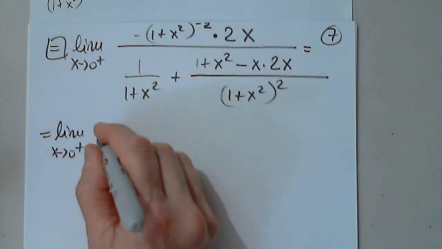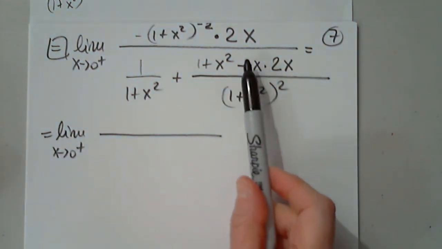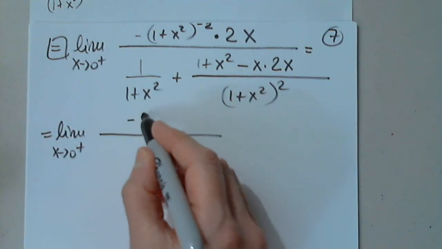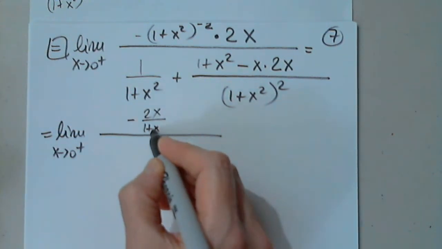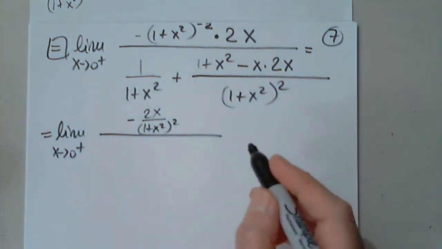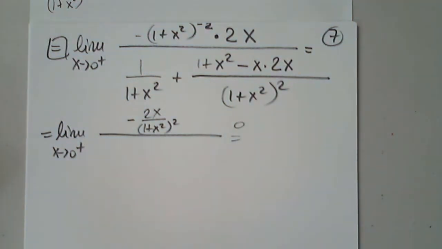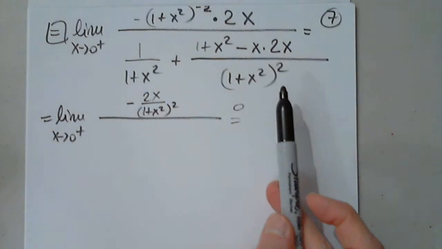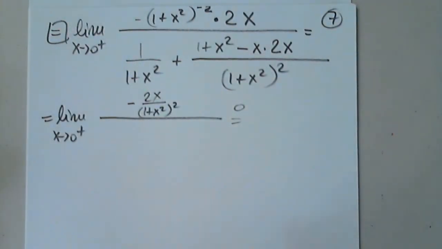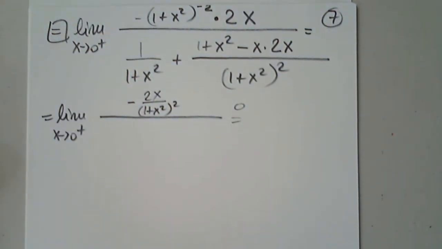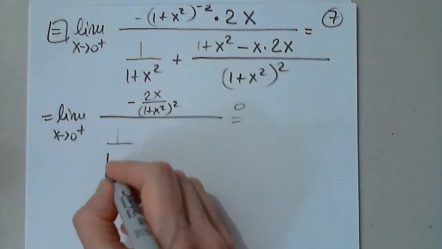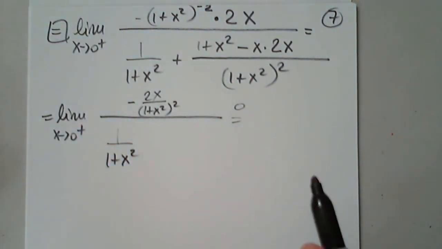Okay. The numerator is negative 2x over 1 plus x squared squared. And this still goes to 0 when x approaches 0. Let's see. Maybe this is not 0 and then we're done. And the answer is 0. Maybe. We hope.